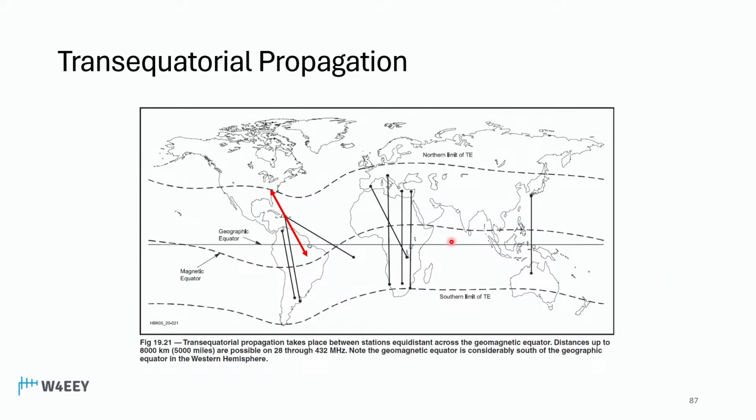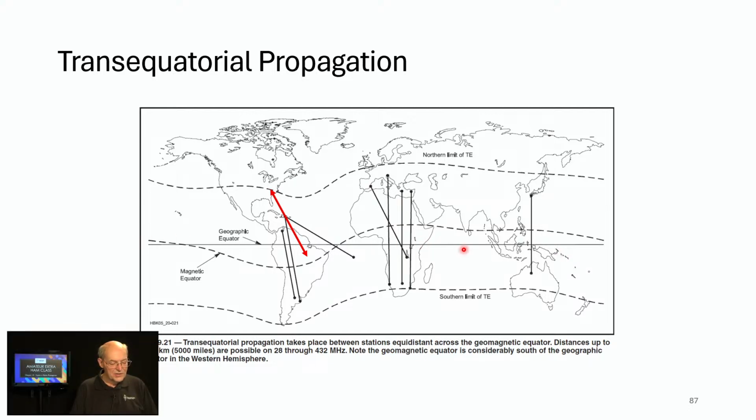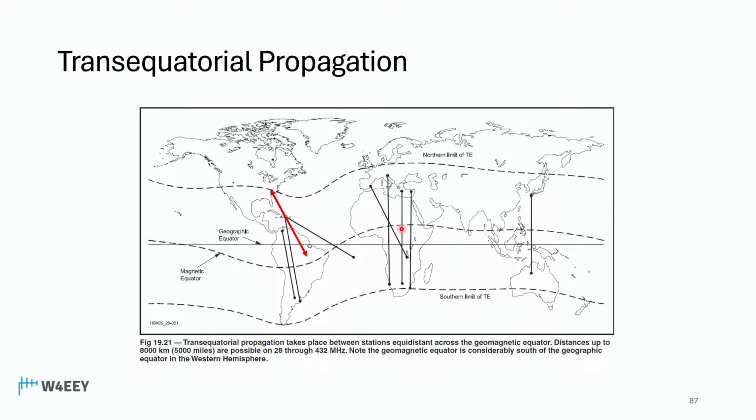So here's a picture. This line across the middle is the geographic equator. This dotted line is the magnetic equator, which is a little bit different. And this red line that I drew in, here's me, and here's Brazil. So I'm within that range, so I'm sure that's what was happening. And it says in the caption down below that it can happen on 28 through 432 megahertz. Of course, I did that on 10 meters.